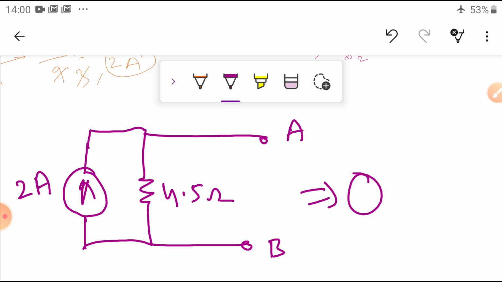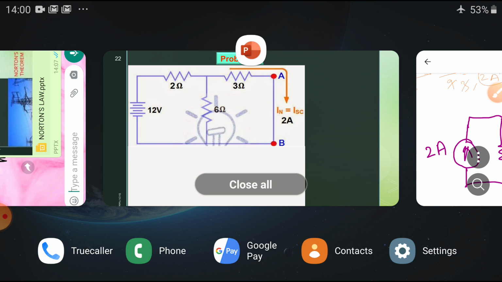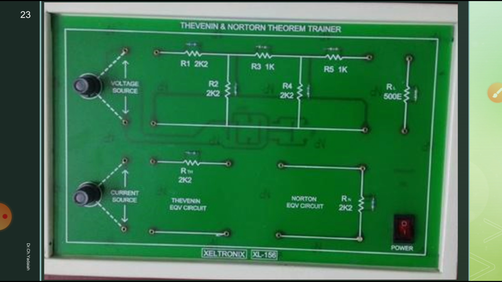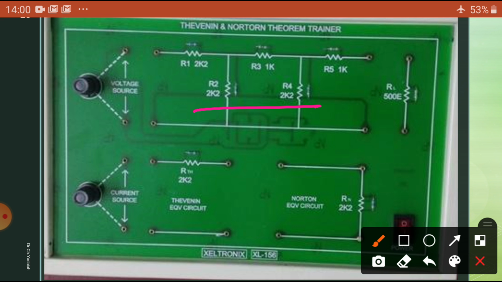Now let us summarize what we have seen in this class. I think you have this experiment in your laboratory also, the Thevenin's and Norton's theorem trainer. The trainer consists of this complex circuit, and you are going to calculate. You can see here, this is the circuit. One is the voltage source, one is the current source. If the current source is connected in parallel, then you go to Norton's theorem. If the voltage is connected in series with the equivalent resistance, you go to Thevenin's.